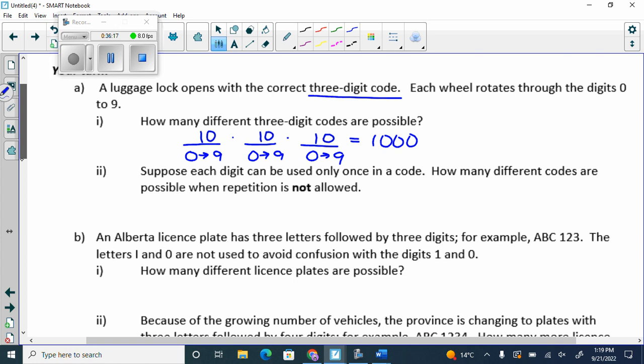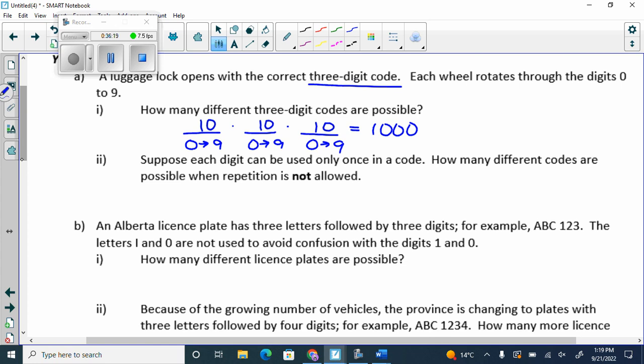The next one says, suppose each digit can only be used once. How many different codes are possible if repetition is not allowed? So now we just box and hold. So we get 0 to 9, which is 10. Now the reason why we can have 0 to 9 is this isn't a digit number, it's a code. A code can start with a 0. The only thing that can't start with a 0 is a digit number: 3-digit number, 2-digit number, 5-digit number. So we have 0 to 9, then say I hold the 0, then I have 1 to 9, which is 9, say I hold the 1, then I have 2 to 9, which is 8, and that's 720.